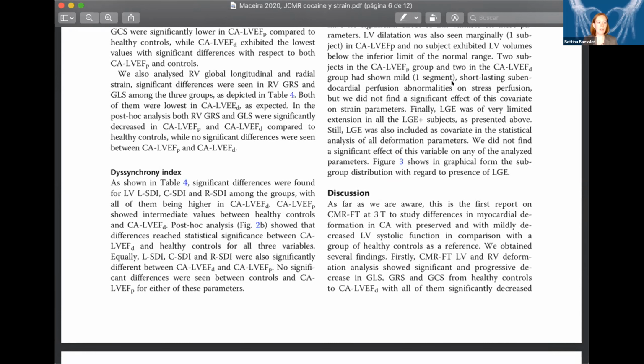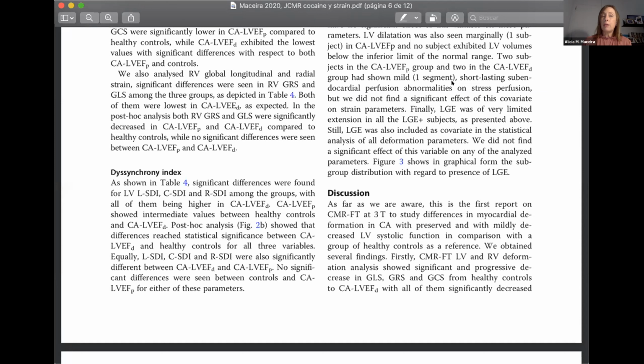Yeah, thank you very much, Alicia. I think it's a very interesting paper. So it's a special patient group. And what are your thoughts about the clinical relevance of the strain parameters in this special patient cohort? Do you think it will be part of routine clinical workup in the future, or what do you think?